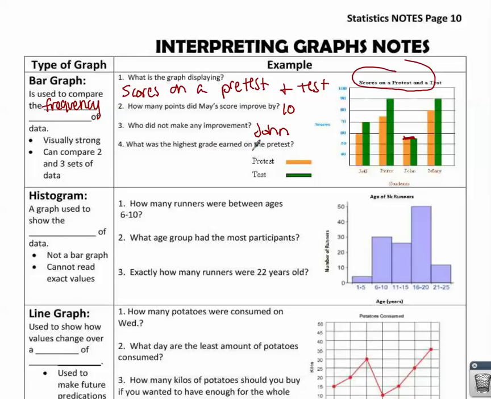What is the highest grade earned on the pretest? So I'm going to look at all the oranges, and I know that's the pretest because the key says pretest is orange. Or in your case, it'd be the left bar of each of these because you have black and white sheets. The highest pretest is going to be Mary at 80%.